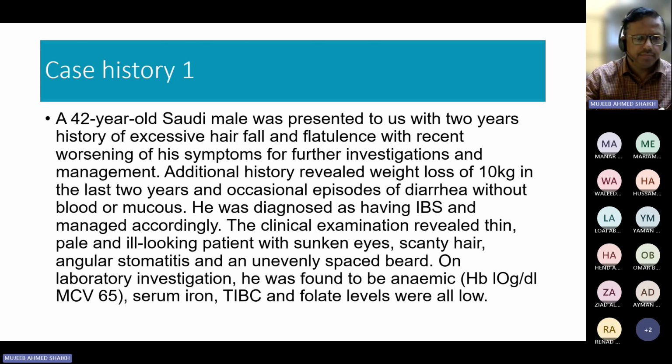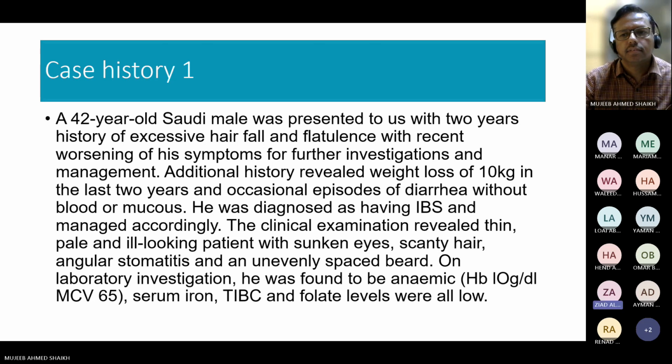Which type of anemia? Iron deficiency. Why iron deficiency? Because the iron is low. Oh, sorry, I read it wrong. Yes, iron is low. Serum iron as well as total iron binding capacity is low. Plus there is one more indication: microcytic cells, the cell size is tiny. Microcytic hypochromic means iron deficiency.